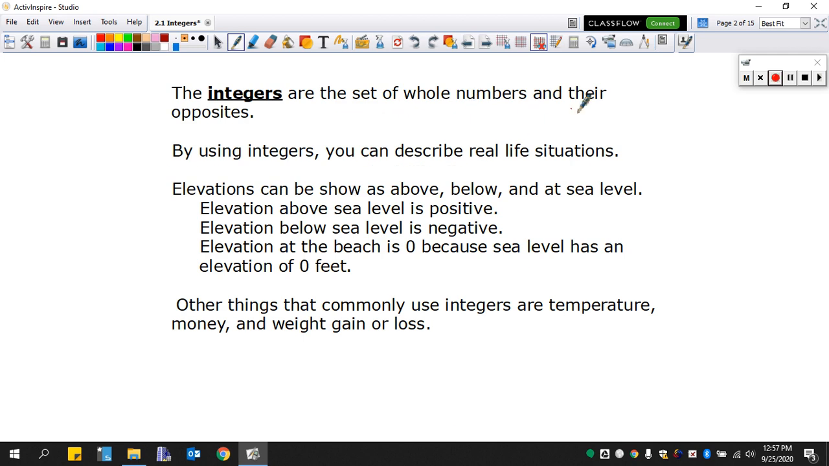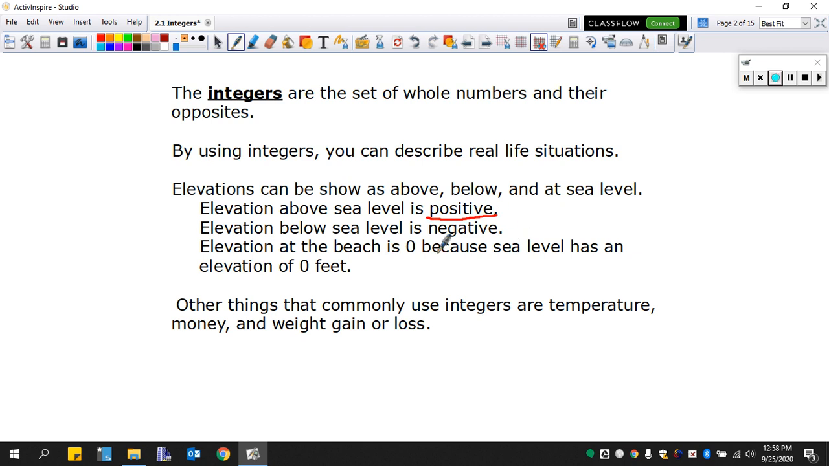Integers are the set of whole numbers and their opposites, like I had said earlier. And one of the ways that we're all familiar with integers is in real life situations. For instance, if you're at the beach and you're talking with somebody about what your elevation is, well, your elevation is 0 because sea level has an elevation of 0. If you leave the beach and you come up to the mountains, then your elevation is going to increase and it's going to be positive.